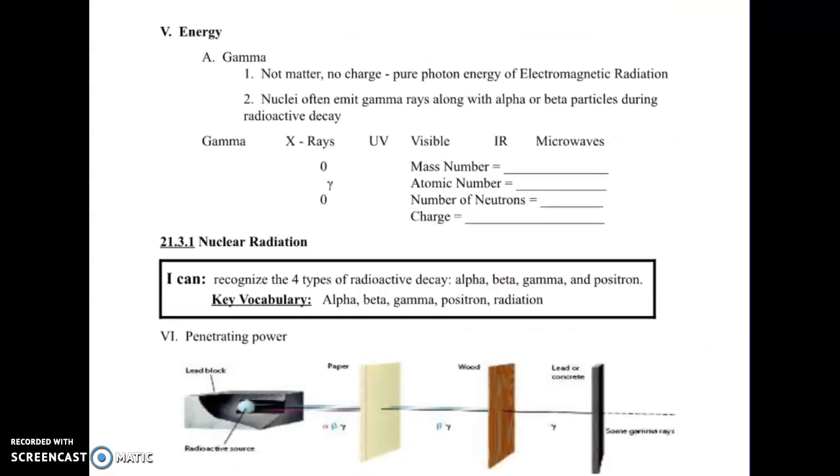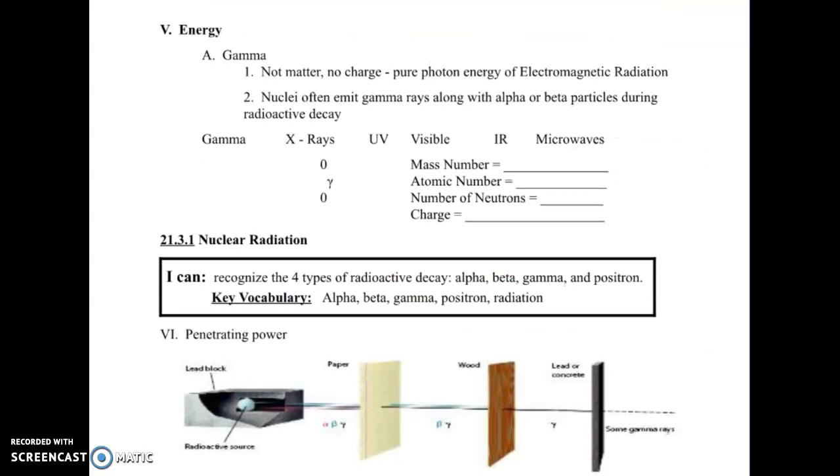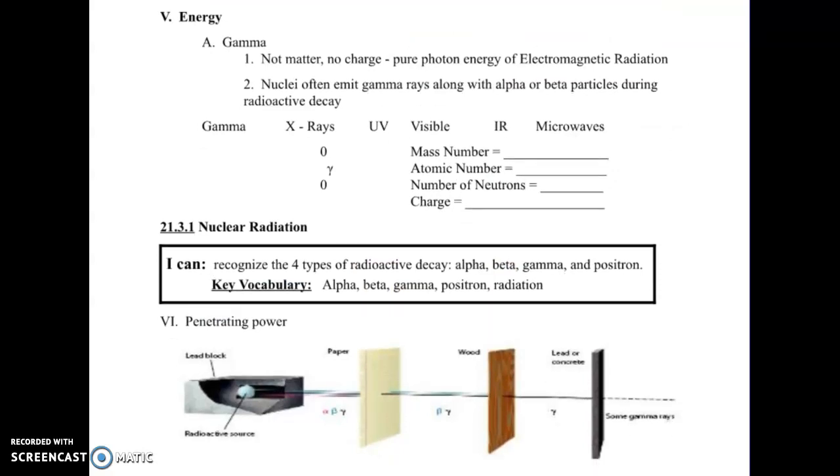Okay, good. So let's talk about if particles aren't given off, what could be given off instead? Pure energy can be given off. So a reaction can give off only particles, only energy, or both. We're going to focus on gamma radiation. This is another Greek symbol you can learn. It looks kind of like a little squiggly upside down L. It is not matter. There is no charge. It is a pure photon of energy of the electromagnetic radiation.